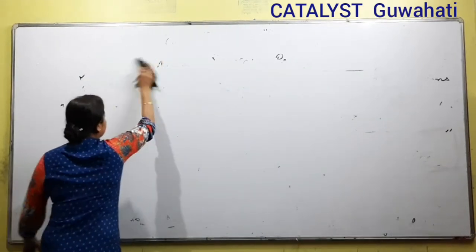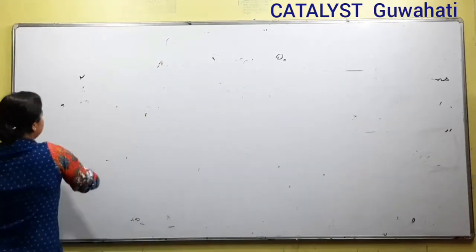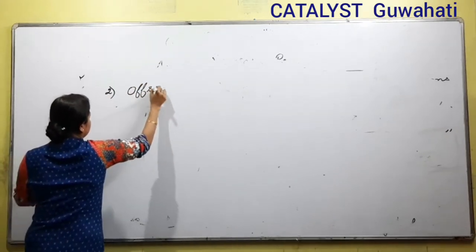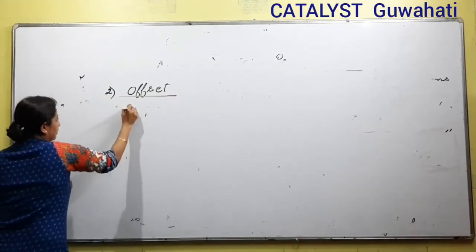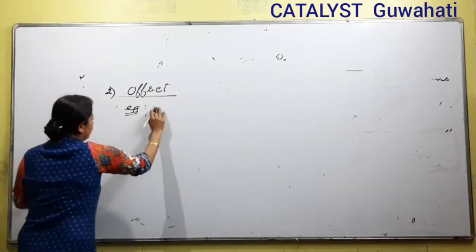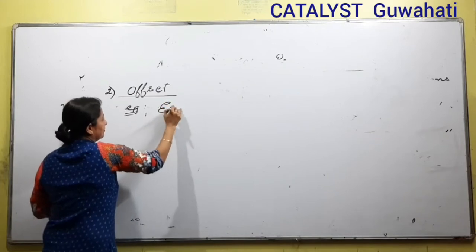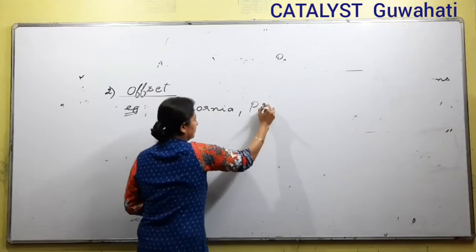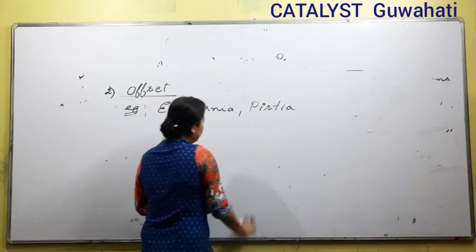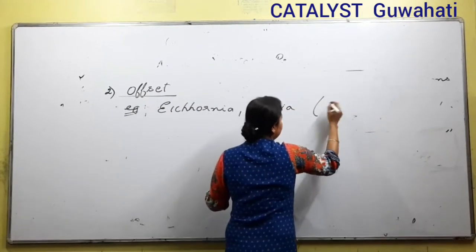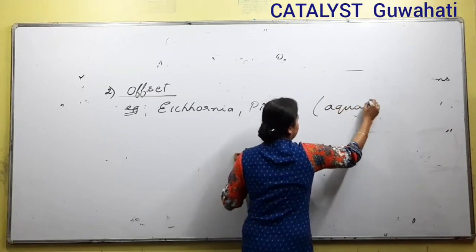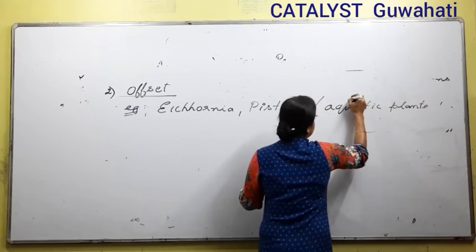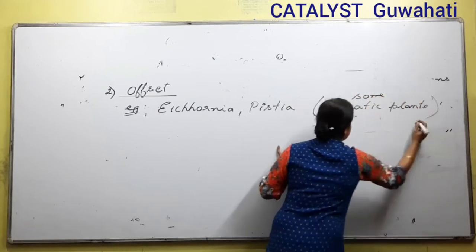The second type of subaerial stem is offset. Examples of offset could be seen in Eichhornia, Pistia, etc. These are nothing but certain aquatic plants.